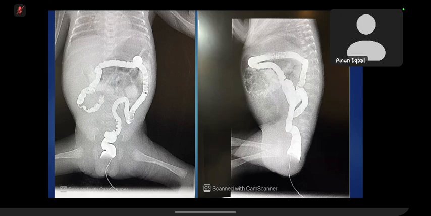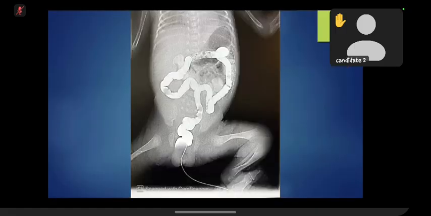Okay. There is some structure at the right side here. No, but there is a passage of the contrast.